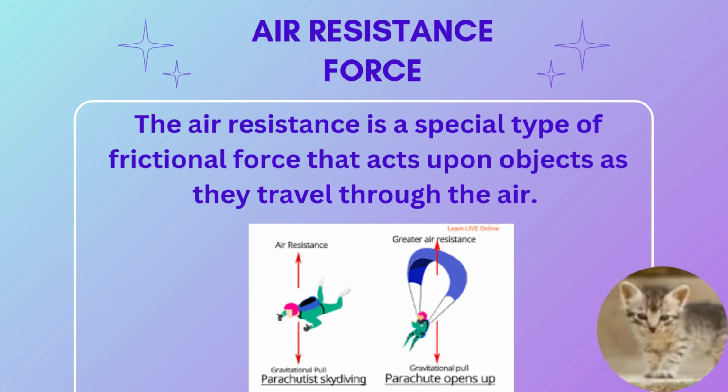And then air resistance is a special type of frictional force that acts upon objects as they travel through the air. So this man parachuting is an example of air resistance because when he's jumping from the plane, the air resistance is pushing up against him, and then gravity is pulling him down. So those two are acting in opposite directions.